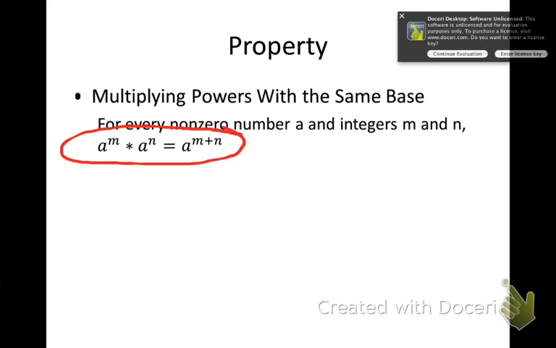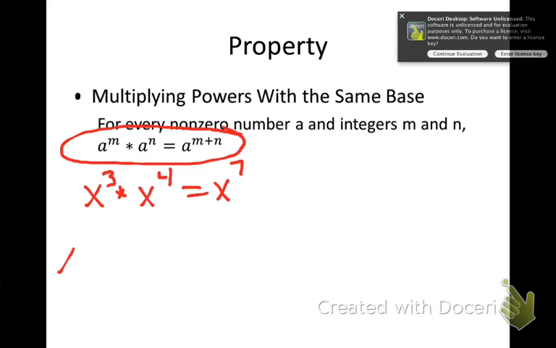Okay, so if I were to look at this and say a to the m, let's make that x to the third. And a to the n, let's make that x to the fourth. Now the shortcut tells me that this is really just going to be x to the seventh. 3 plus 4 gets me 7. But why does it get us x to the seventh? Here's why. It all comes back to understanding exponents.